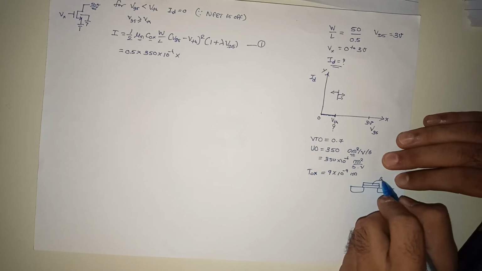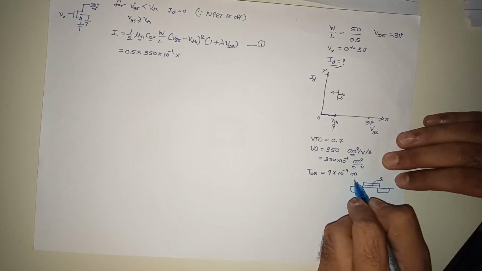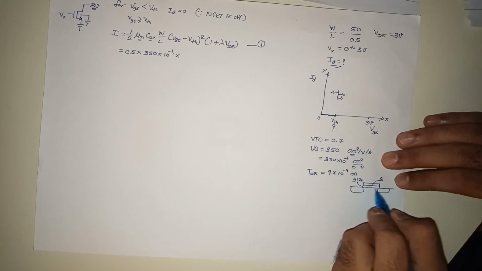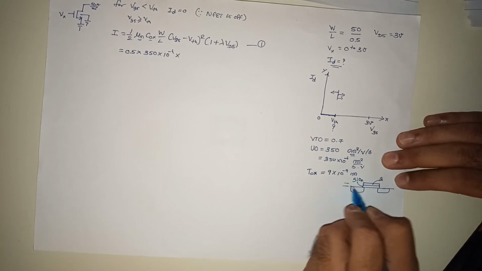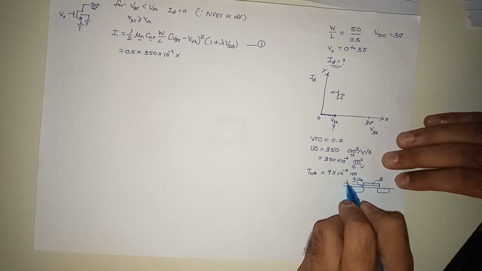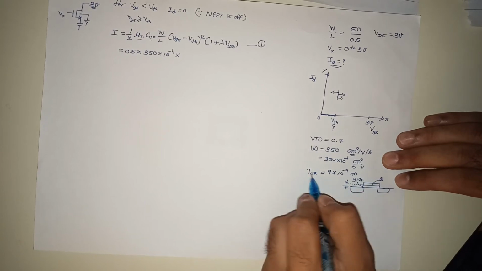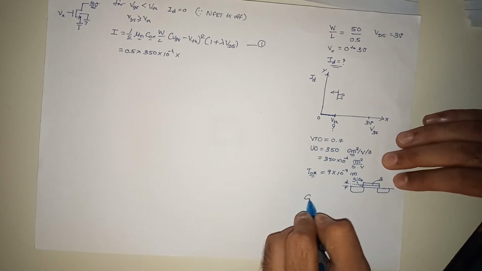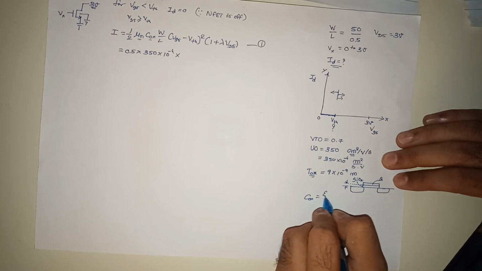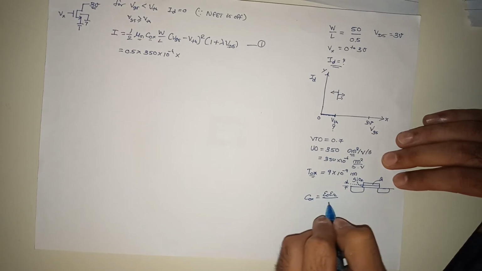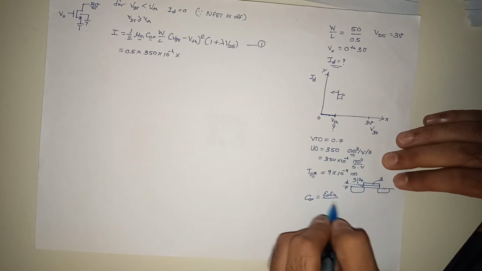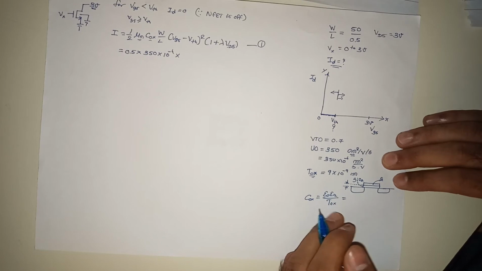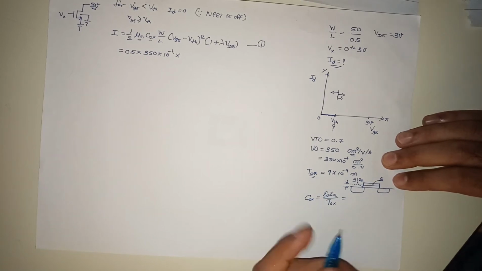This is your gate, and this is your insulator. Here we are assuming this is SiO2. So this thickness is TOX. Okay, and the equation of COX is epsilon 0 epsilon R by TOX. Epsilon 0 is the permittivity of air, and epsilon R is the relative permittivity, upon TOX.